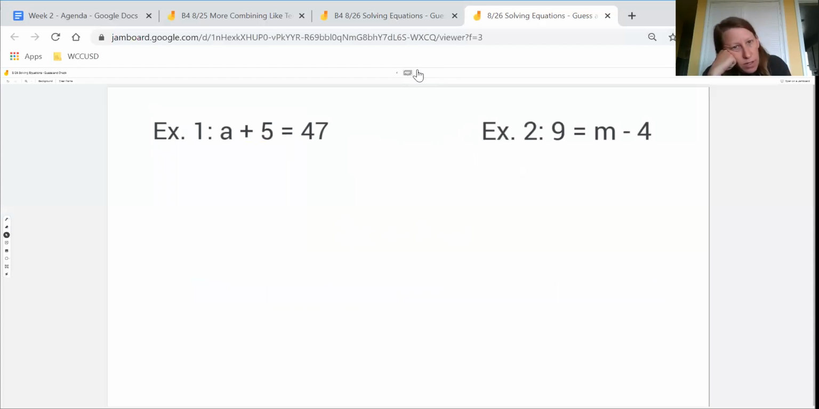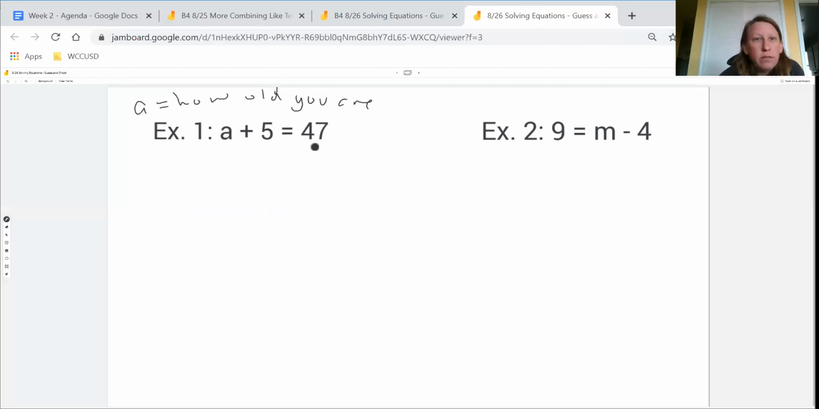So here's one. I have an equation: some number plus 5 is 47. Maybe A stands for age. How old are you? That's a variable question. If I ask different people, they would give me different answers. So maybe that's how old you are, and then maybe this would represent how old you are in 5 years. So here's a math problem. In 5 years, my age is going to be 47. How old am I?